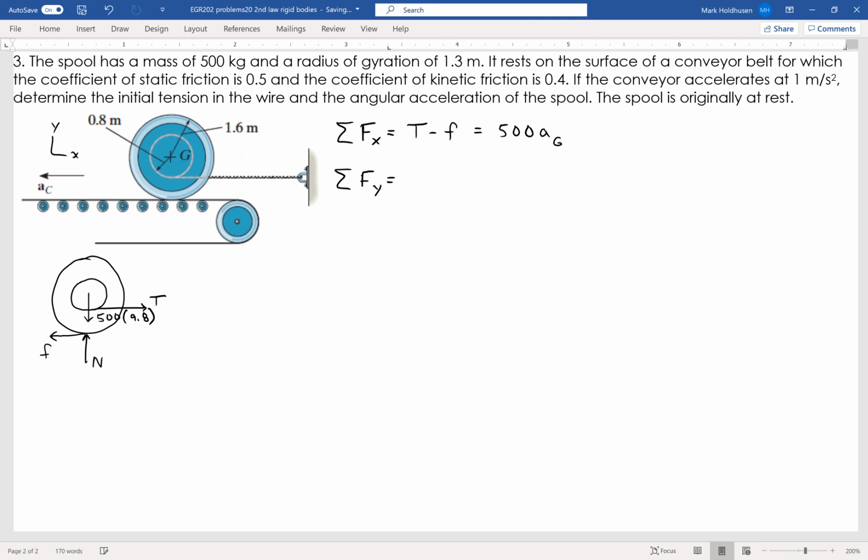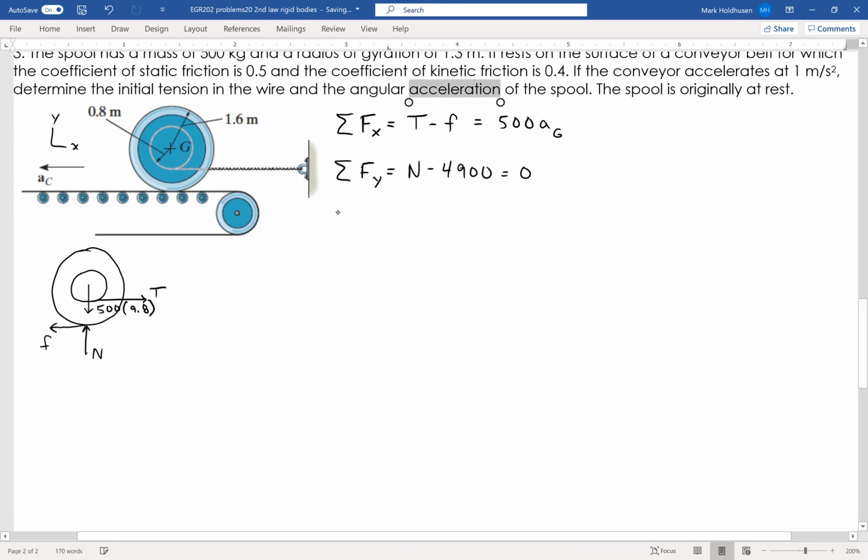So now I'll sum the forces in the y direction. I'll have N minus 4,900. That is the weight of this guy. Okay, the acceleration in the y direction is definitely 0. It doesn't bounce up and down or anything like that, so it's going to be 0 just like that.